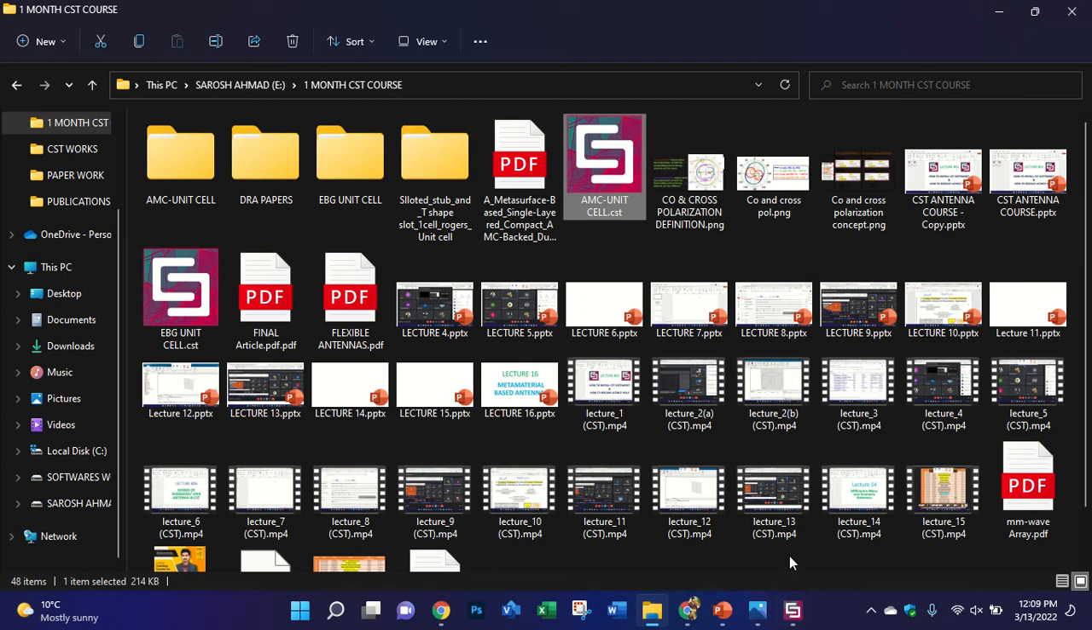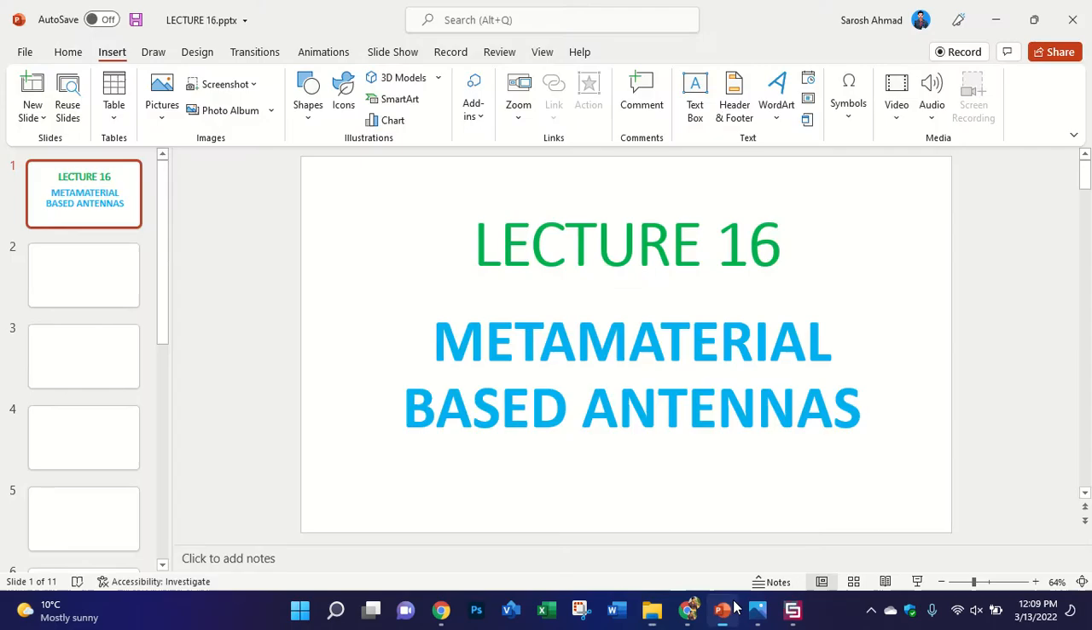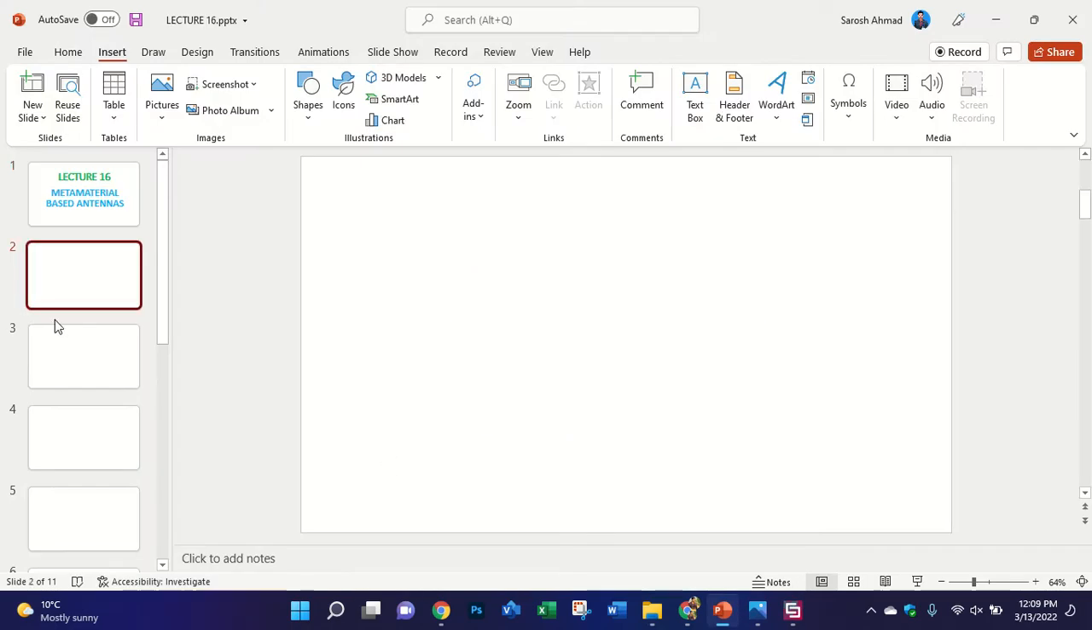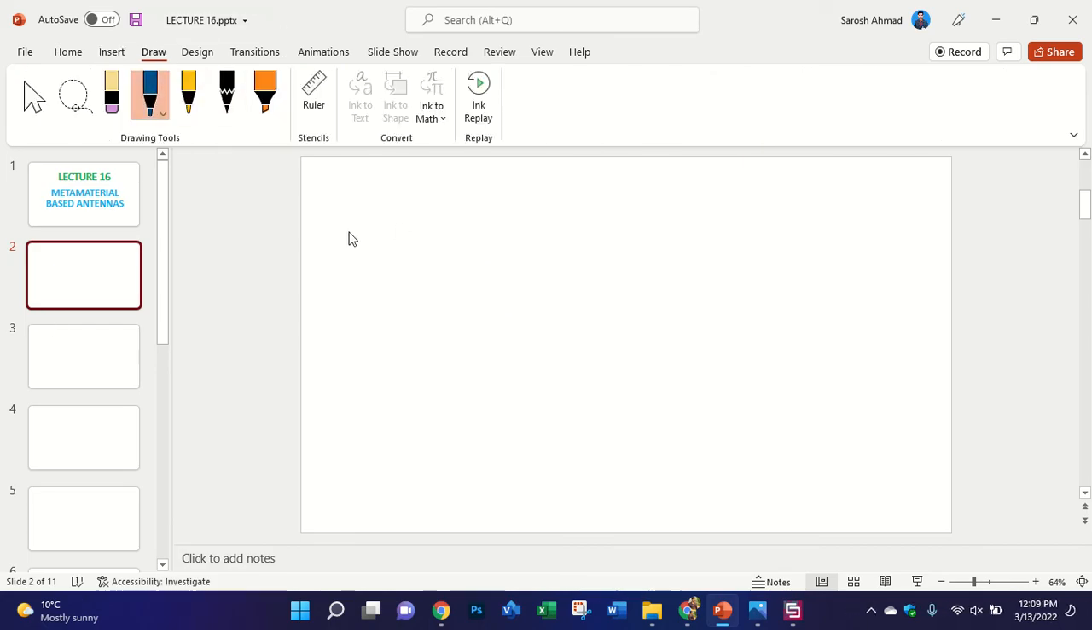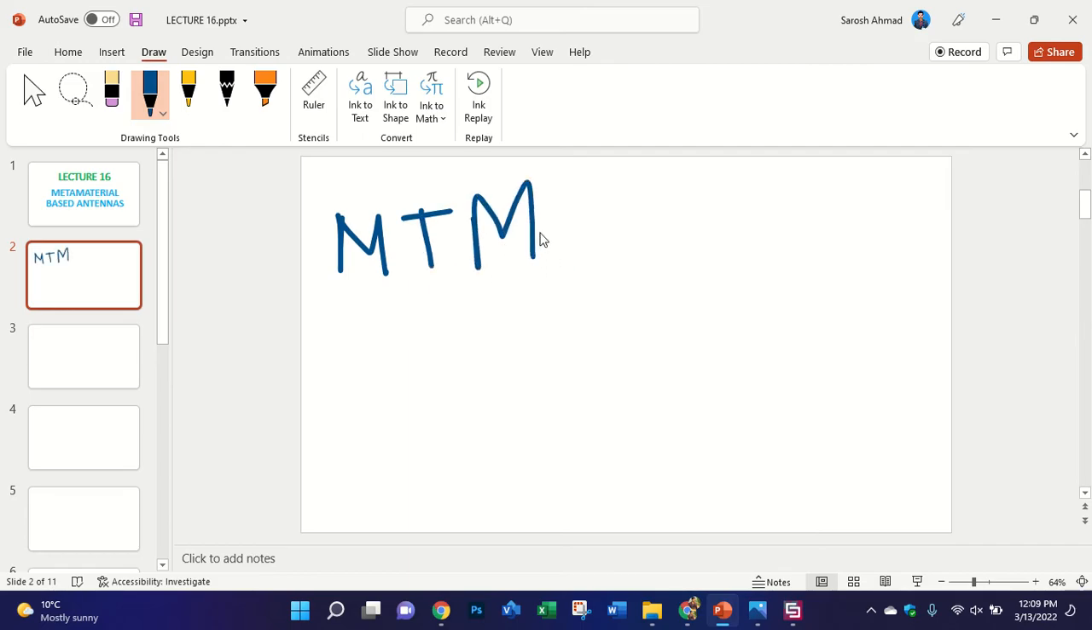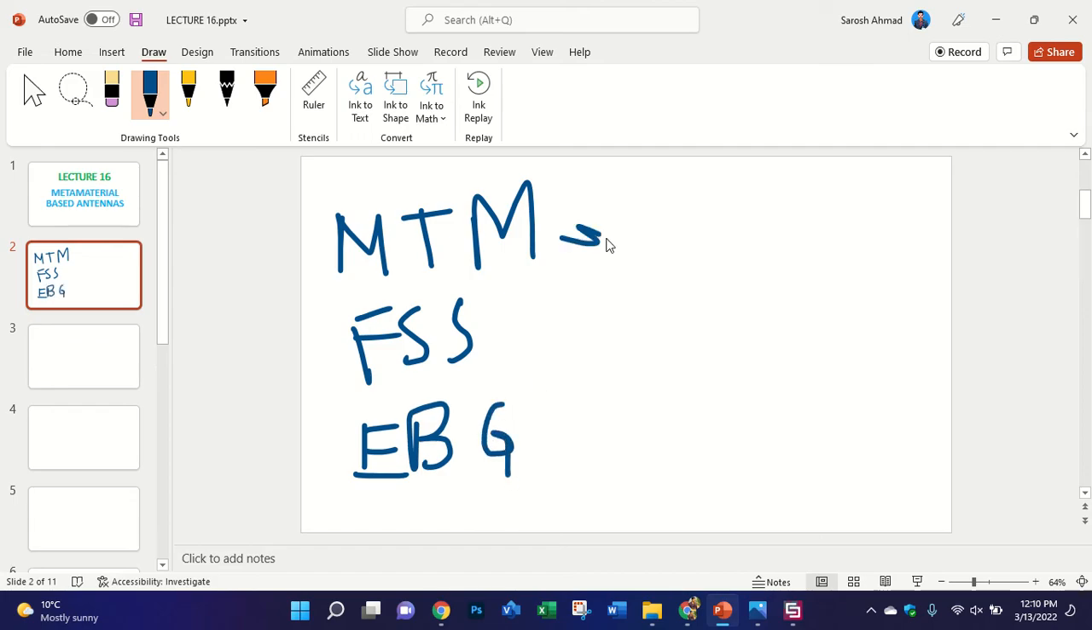In antennas we apply different techniques, and the same is true in metamaterials. We use different techniques. We have MTM, FSS, and the EBG structure. Actually all of them are of the same kind, with just a little difference. So we have MTM, which is called metamaterial.